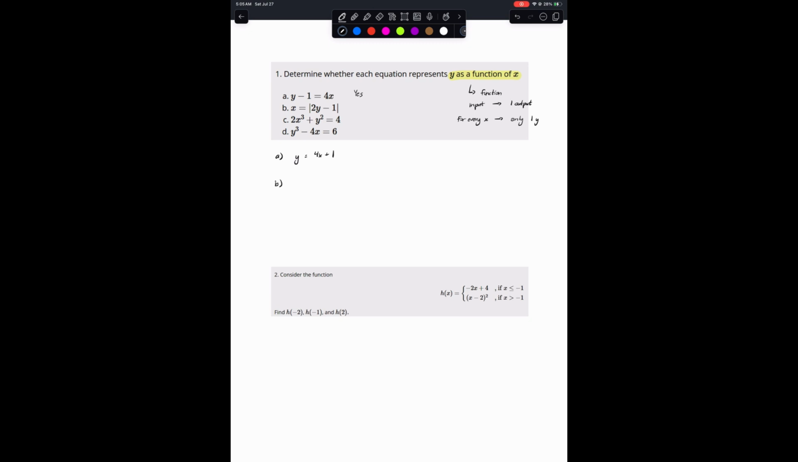Now for b, we have x equals the absolute value of 2y minus 1. And with absolute value, we know that it gives us a plus minus. So this leads to x equals 2y minus 1 and x equals negative (2y minus 1). This means that for every one x, we get potentially two values. But like we said, for a function, for every x value you get, you should only get one y. So b is not a function.